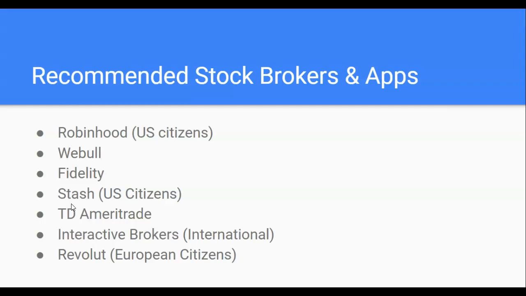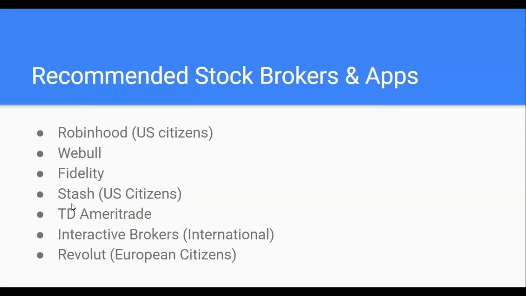So some other brokerages that I've heard good things about: TD Ameritrade, that's one based in Canada. That's a good choice. Interactive Brokers, that's probably the best international brokerage if you guys are living outside North America. If you guys are living in Asia, perhaps Europe, Africa, something like that, Latin America, Interactive Brokers is a good choice.